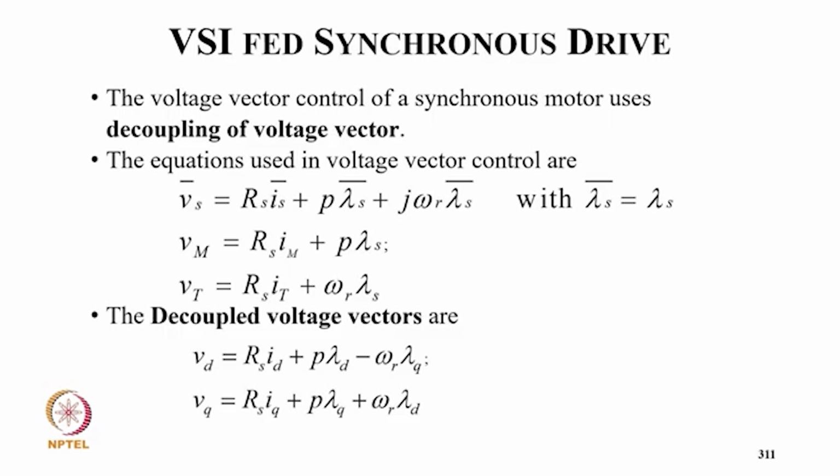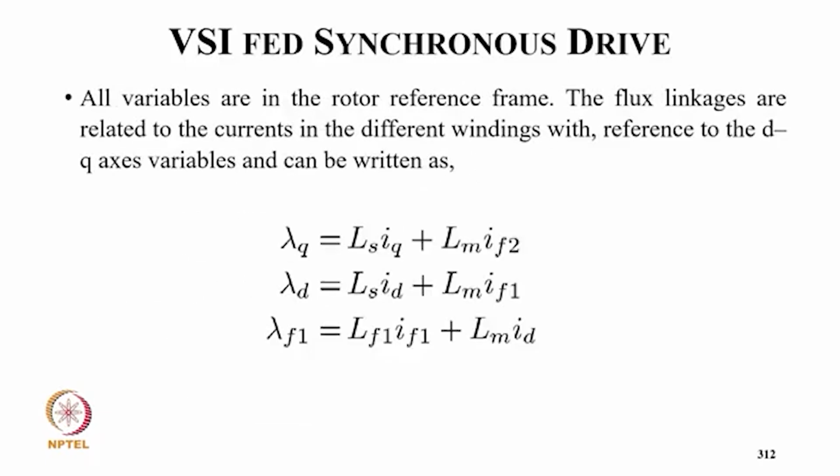And these are the voltage vectors of the synchronous motor, using decoupling of the voltage vector. The equation used in the voltage vector may be VS star equal to RS IS plus P lambda plus J omega lambda, and VM equal to RS IM plus P lambda s, and VT equal to RS IT plus omega R lambda s. The decoupled voltages are VD equal to RS ID plus P lambda D minus omega R lambda Q, and VQ equal to RS IQ plus P lambda Q plus omega lambda D.